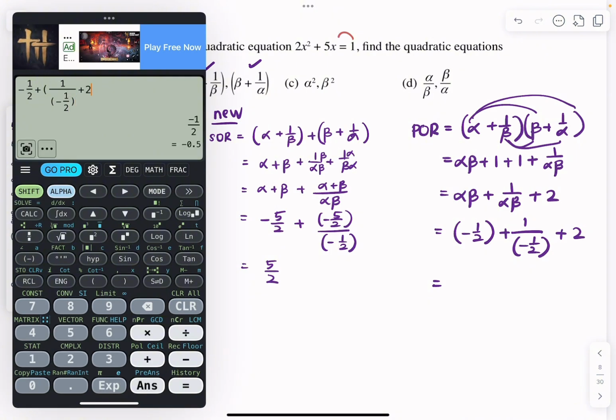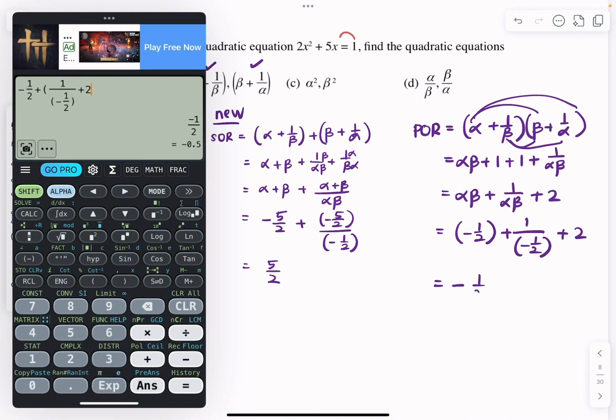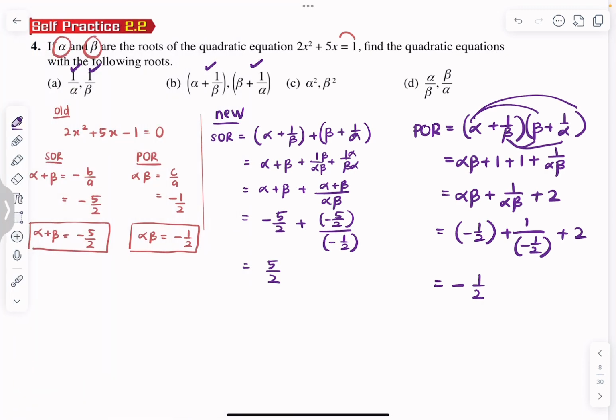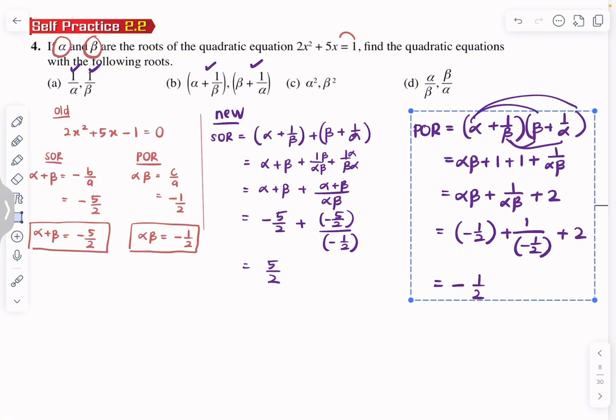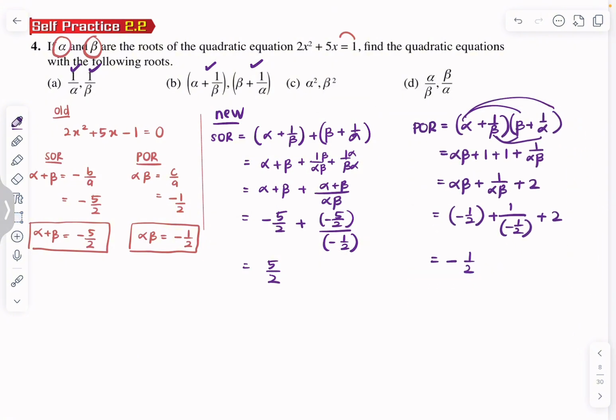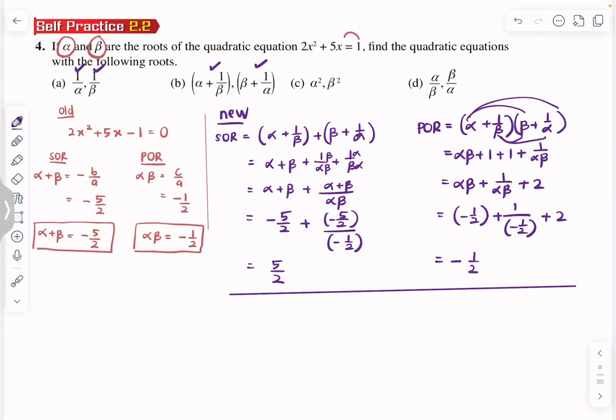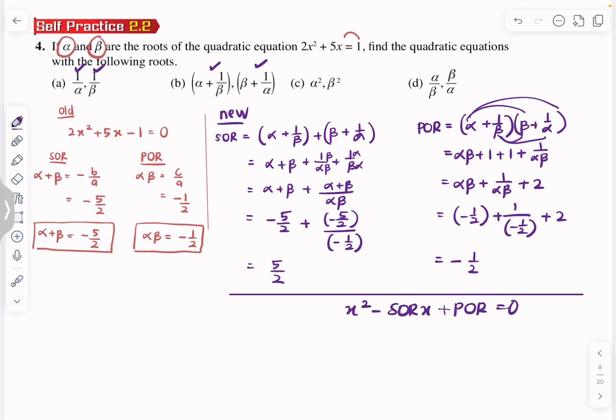Plus 2. Negative 1 over 2. So this will be our new SOR and POR. So our new equation must be x square minus SOR x plus POR is 0. So x square minus 5 over 2 x, plus negative 1 over 2 equals 0.